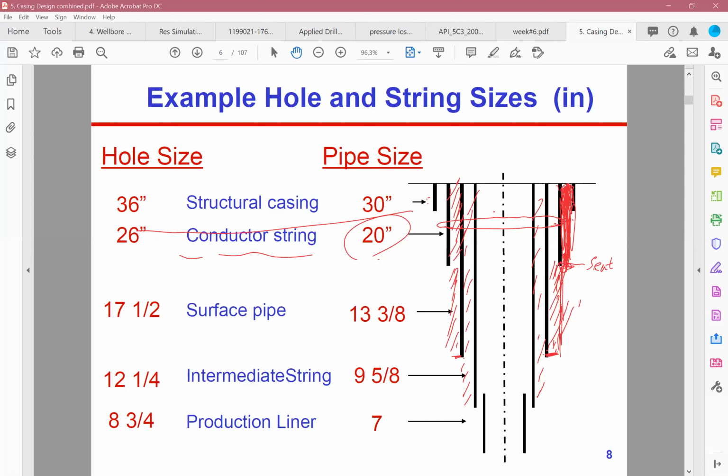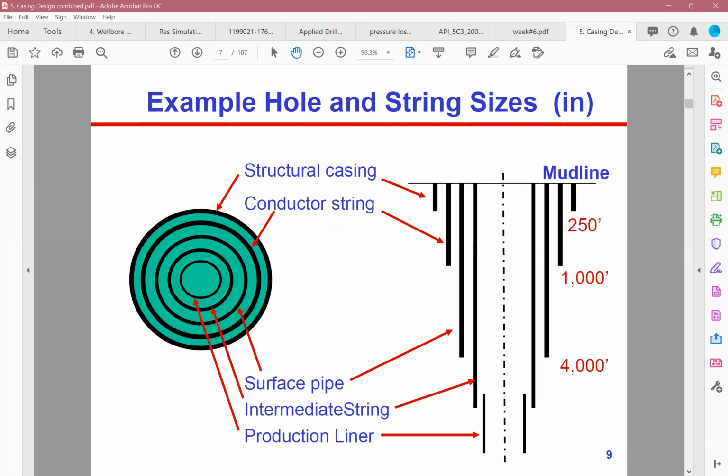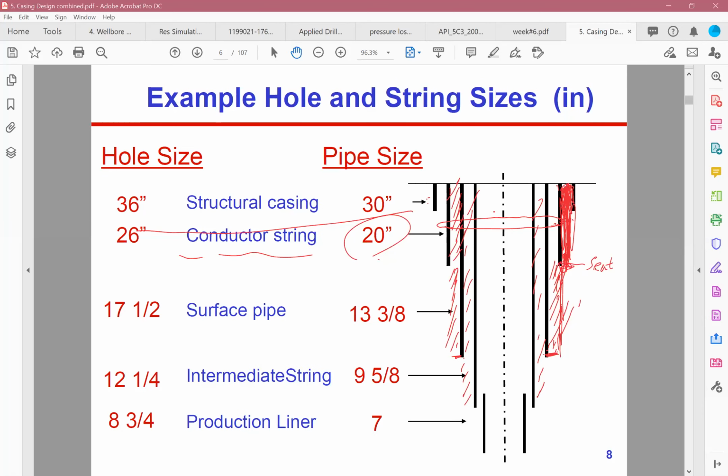So intermediate string, basically intermediate casing, is one of the casings that we usually set because some formations have abnormal pressure. Anybody knows what is a normal pressure gradient? So if you go underground, I think we talked about this probably in the class, right? If you have water in the formations underground, your pressure increases with some specific rate, right? PSI per feet. That is called pressure gradient, right?